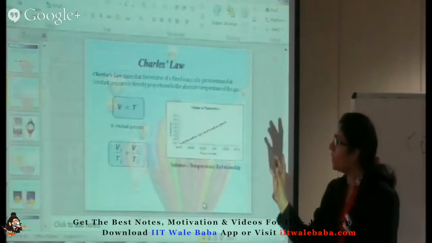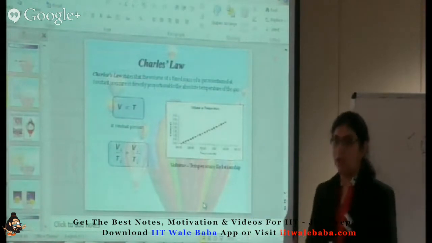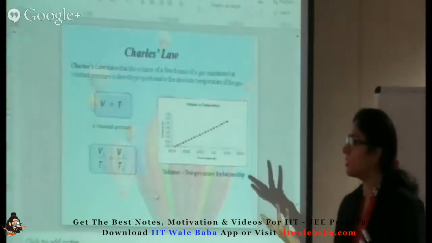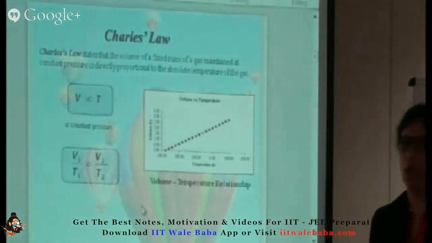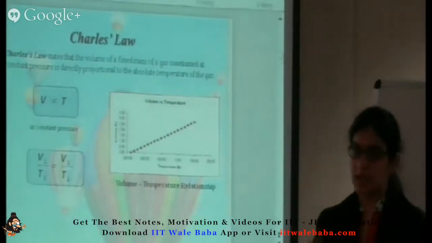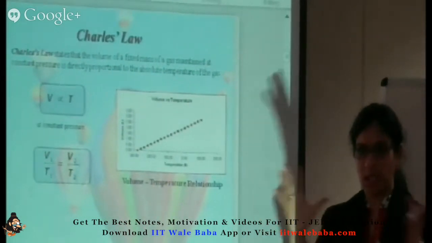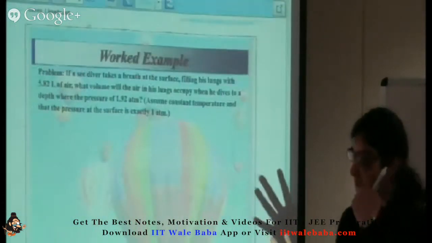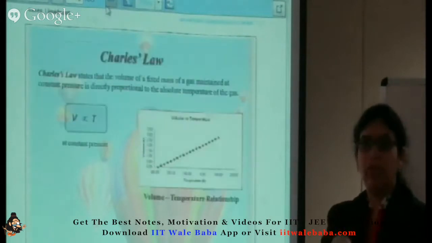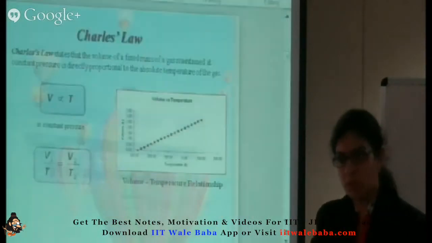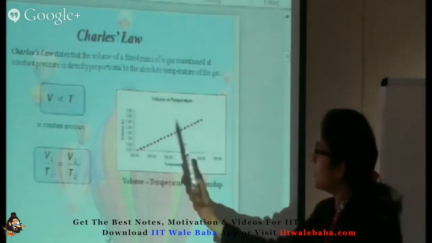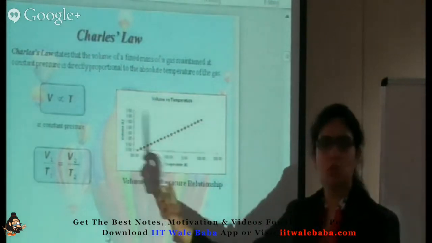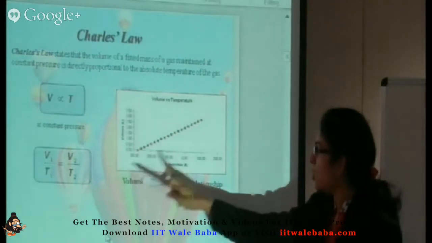So volume here, Charles observed that volume is directly proportional to temperature. If you heat the sample, gases occupy the entire volume, I mean, volume increases. If you bring the temperature down, the volume will also decrease, right? It is directly proportional, and you can see the variation also.